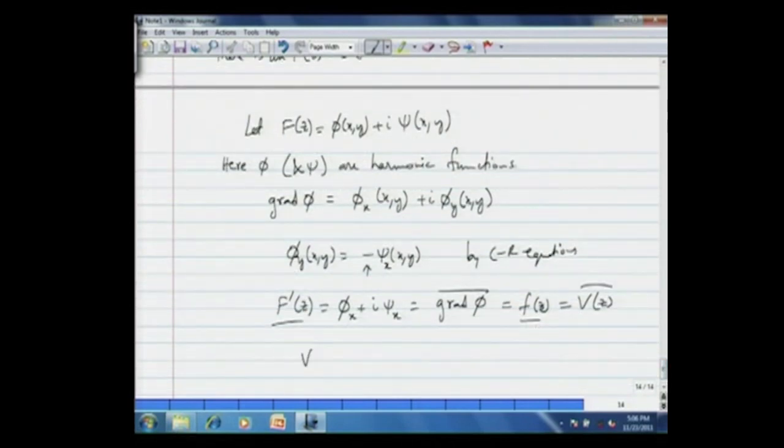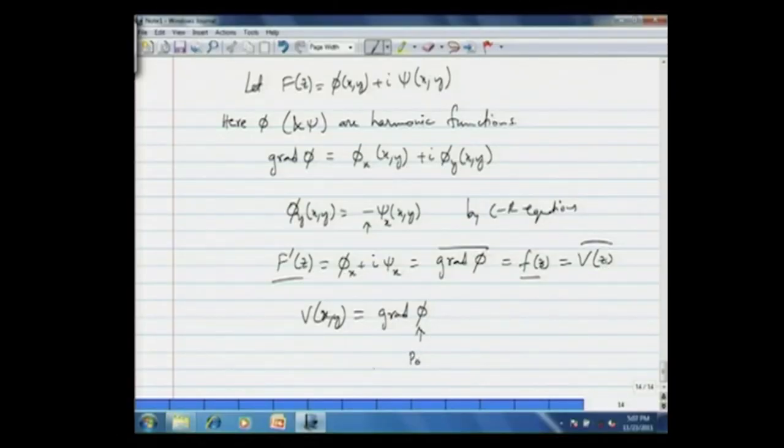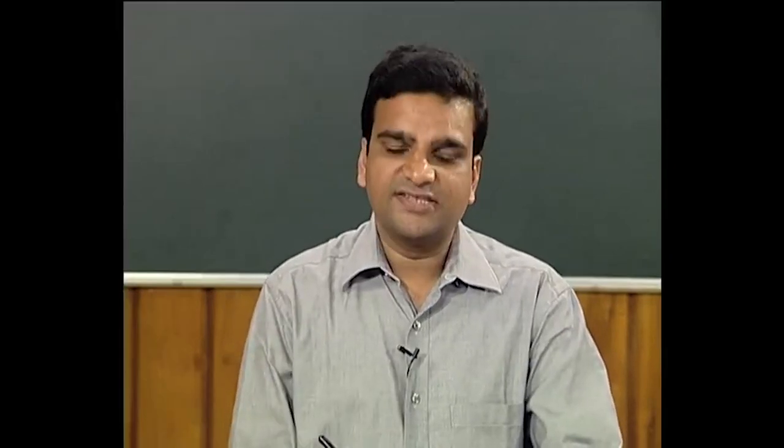So, we conclude that v of x comma y is actually the gradient of a harmonic function phi. So, the velocity function can be interpreted as the gradient of a harmonic function, and this function phi is called the potential function. There are interesting properties of this potential function, and one can study further properties in a fluid mechanics course. So, let us see a quick example here.